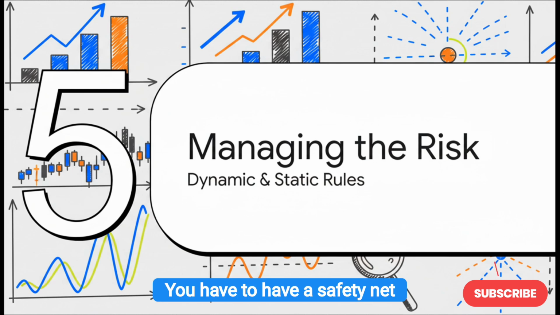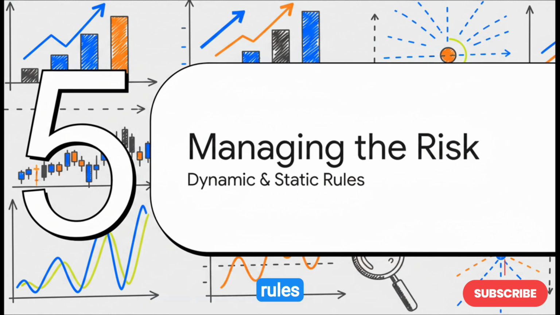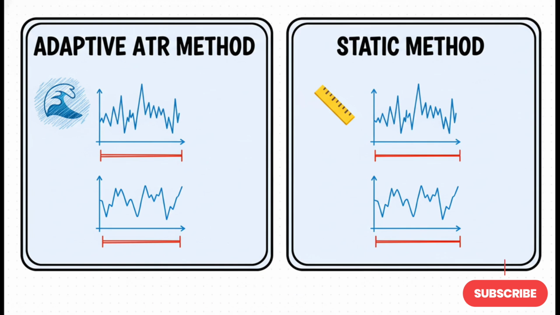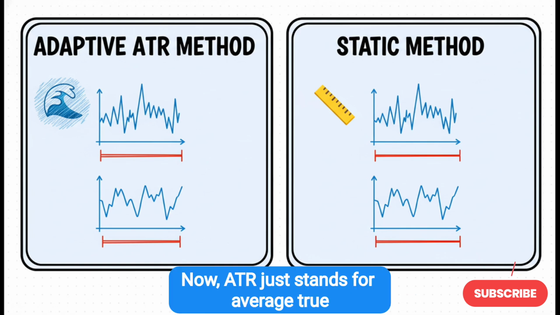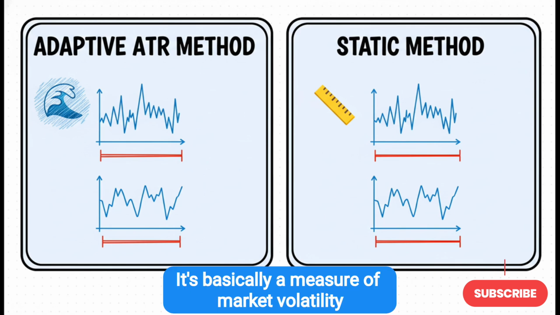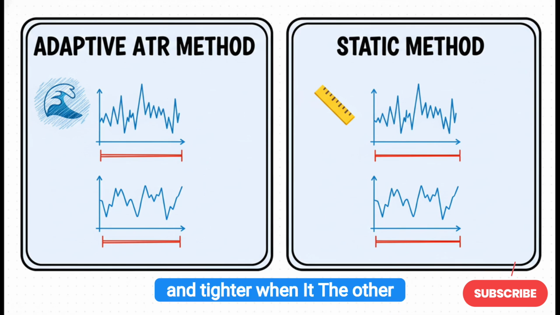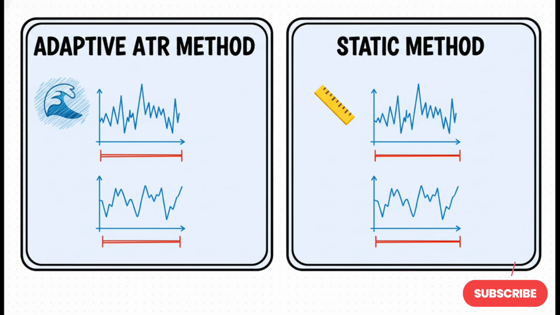And of course, no strategy would be complete without talking about risk management. You have to have a safety net. The market pressure EA has a pretty flexible system for protecting capital that actually blends both dynamic and static rules. So you basically get 2 choices for how you want to set your stops. The default setting is ATR-based. Now, ATR just stands for average true range. It's basically a measure of market volatility. This means your stops will automatically get wider when the market is choppy and tighter when it's calm. It adapts. The other option is to use a fixed number of points. It's definitely more predictable, but it's just not as flexible to changing market conditions.